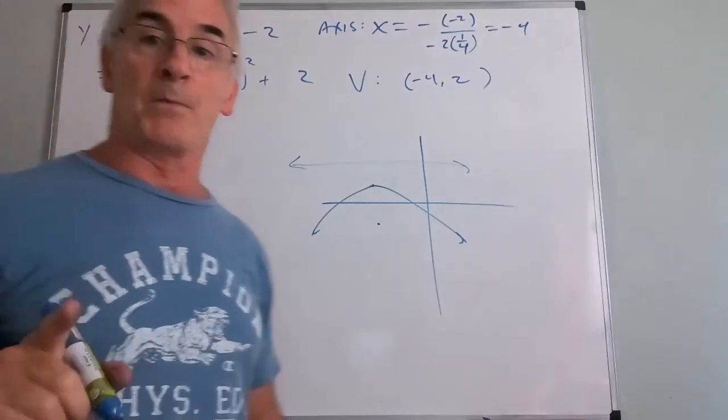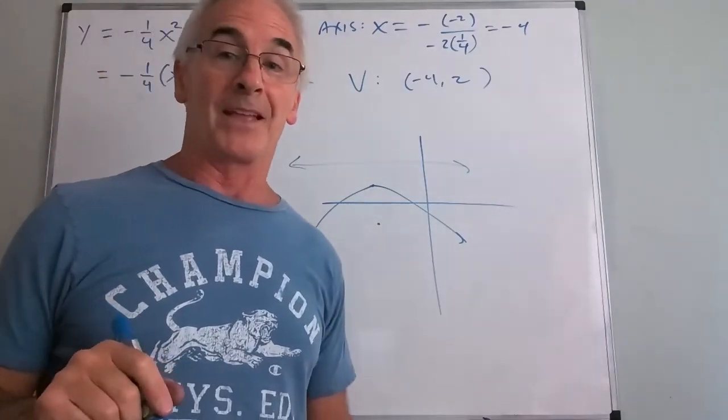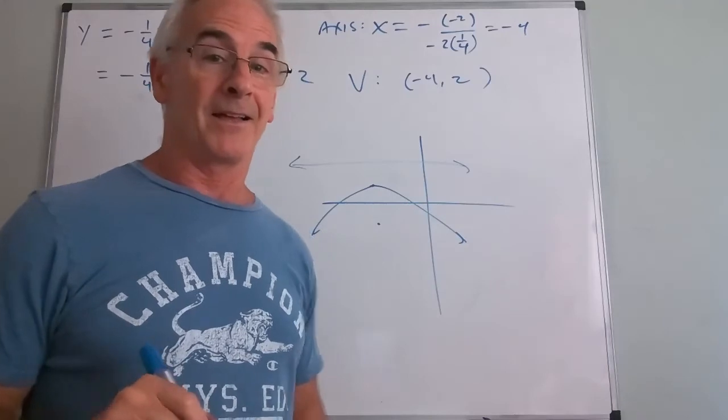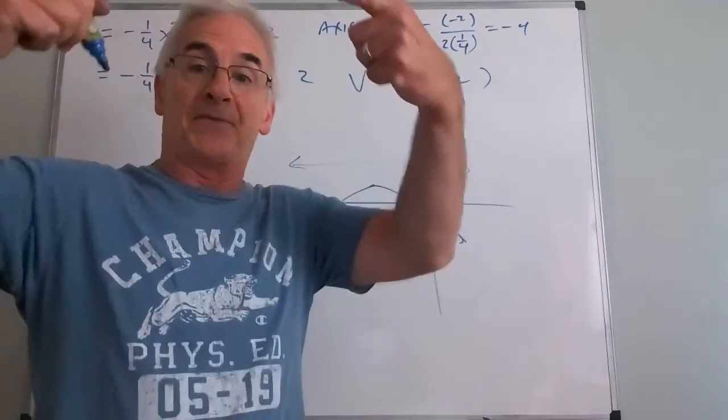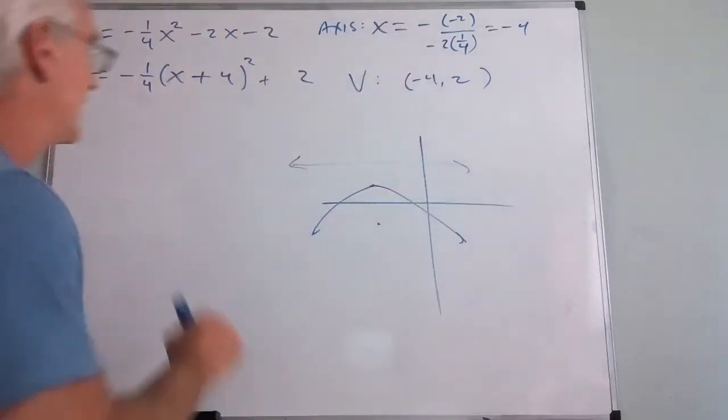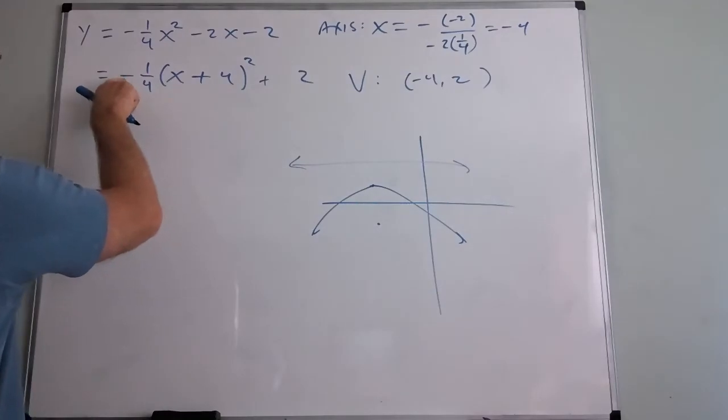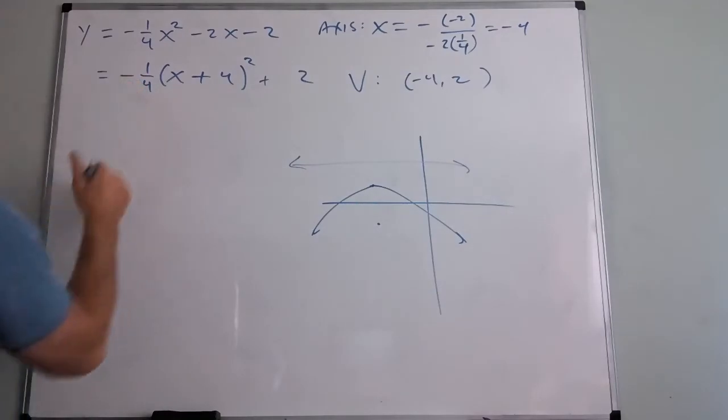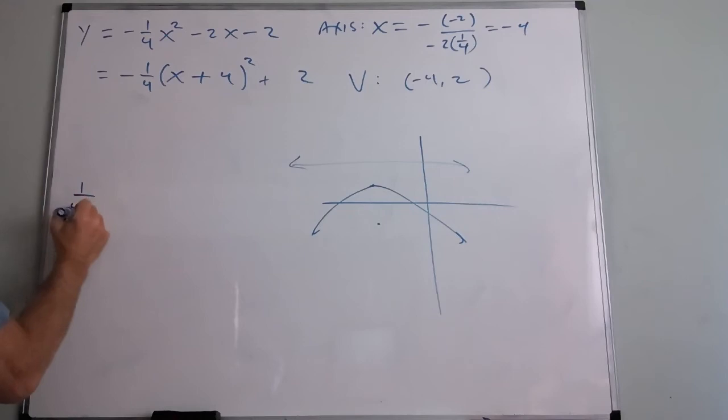So tell me about my value of p. It's going to be negative. And how do I know it's going to be negative? Because the parabola opens downwards, so the focus is below the vertex. All right. Now, what does 1/4p equal?